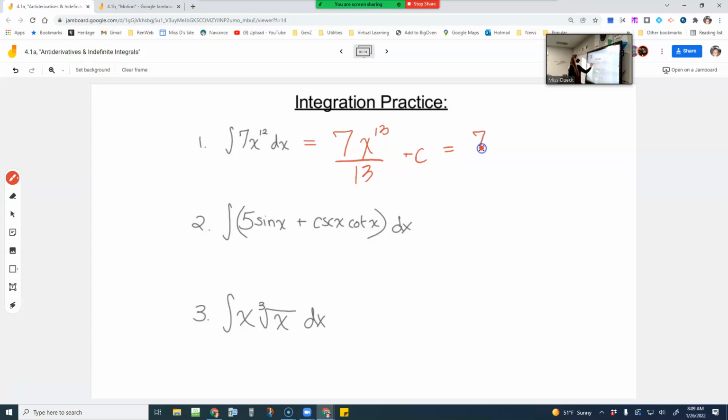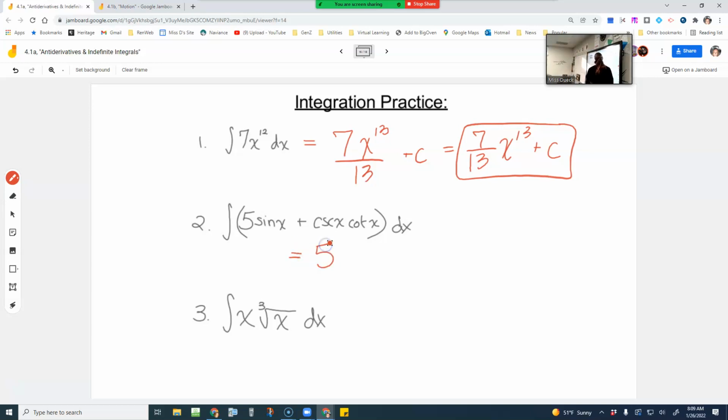Therefore, final answer is, you can either write it like that, or you can say 7/13 x to the 13 plus c. Who has it right? Put a check mark on your paper. Did you get it? What is the rule that led there? Wasn't it x to the n plus 1 over n plus 1 plus c? Yeah, it was. The second one, that 5 is just hanging out for the ride, right?